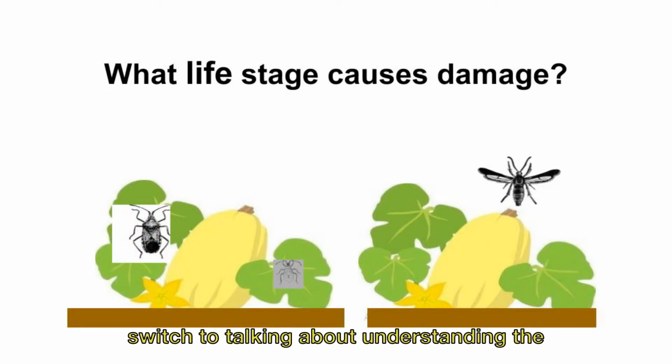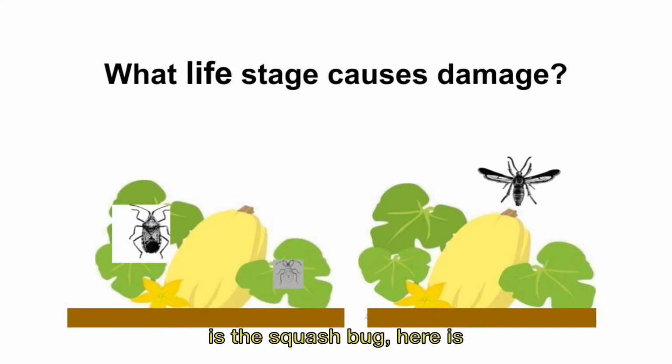So now I'm going to switch to talking about understanding the life stages and what life stage is causing damage to cucurbits. Here we have 2 different pests. So this is the squash bug. Here is the larva or the immature stage of the squash bug, and here is an adult squash bug, and here is a squash vine borer.